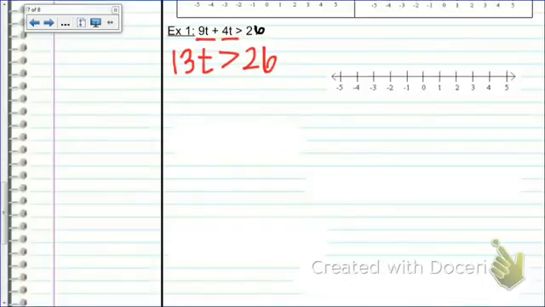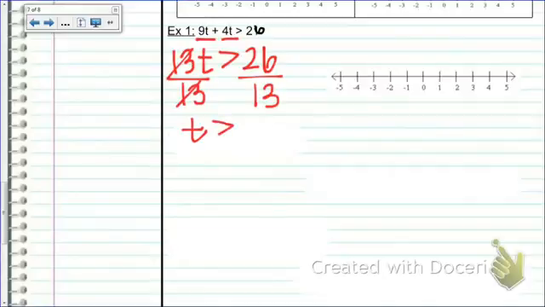And then we need to get the variable by itself. So what would you do next, Kevin? Yeah, divide by 13 on both sides. So ladies and gentlemen, I get that t is greater than what? 2. Box it. And then we're going to graph it.